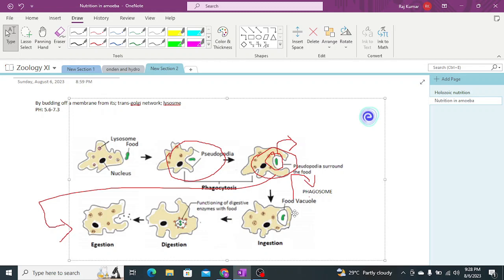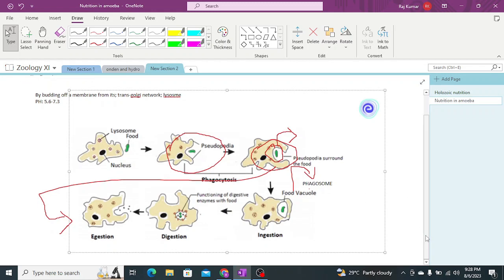Cyclosis is the movement of cytoplasm, due to which the food vacuole is carried towards the lysosome, and the lysosome fuses with the food vacuole. As the lysosome fuses with the food vacuole, the lysosomal hydrolytic enzymes act over the food particle, due to which it breaks down from complex to simpler food molecules, which means from macromolecules into micromolecules, from polymers into monomers.